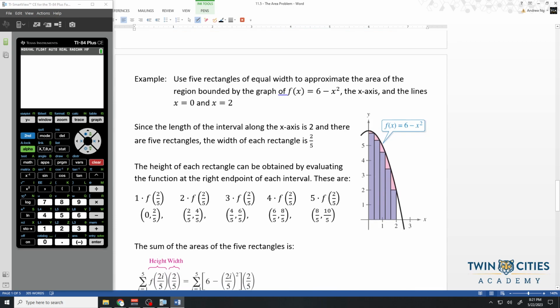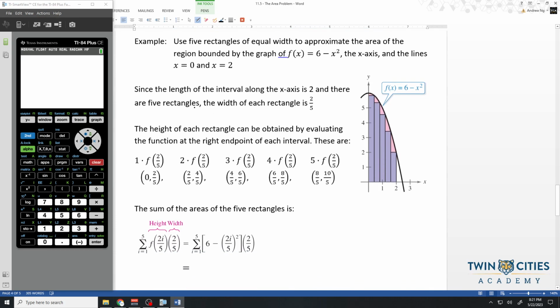If I look at this problem, it says use 5 rectangles of equal width to approximate the area of the region bounded by the graph of f of x equals 6 minus x squared. That's your function. The x-axis and the lines x equals 0 and x equals 2. All right, so I've got this curve, and I want to find 5 rectangles that fit inside there. Now, because I'm going from 0 to 2, I'm going to do 2 divided by 5 to get the width of each of these. That's 2 fifths.